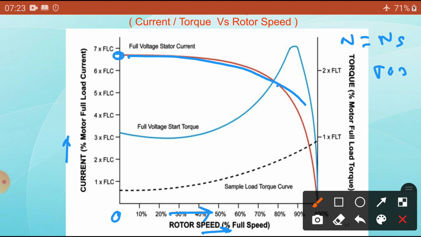Okay, this is the current graph with respect to the speed. At the same time, you can see the voltage also, the full voltage starting torque. The torque goes on increasing as speed increases. At one stage, at maximum speed, that is Sm, when rotor resistance equals rotor reactance, we get the maximum torque. If speed is further increased, its torque decreases and becomes 0. Already we have seen this one.